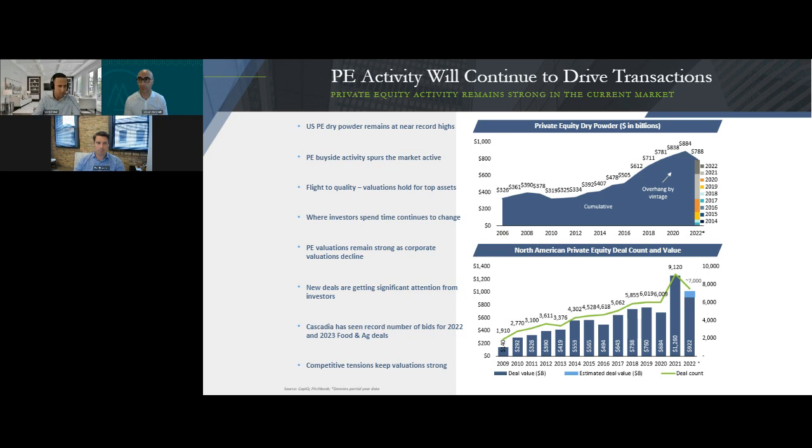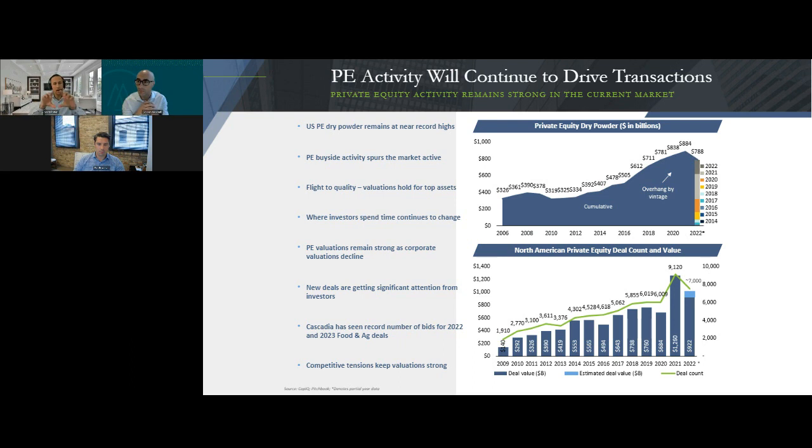And so what you'll see here in this top chart is the amount of what we call dry powder. And when we say dry powder, it's the amount of capital that has been raised by private equity funds that has not yet been invested. And what you'll see is in 2006, you had 326 billion of dry powder. Today, you have almost 800 billion of dry powder that's out there. So almost triple the amount of what we had back in 2006.